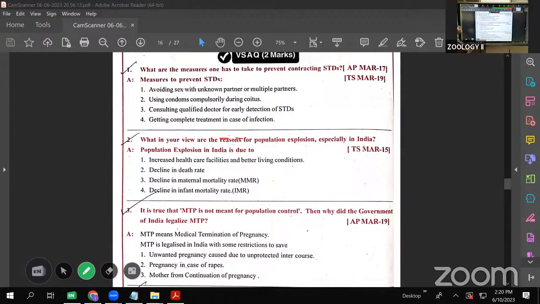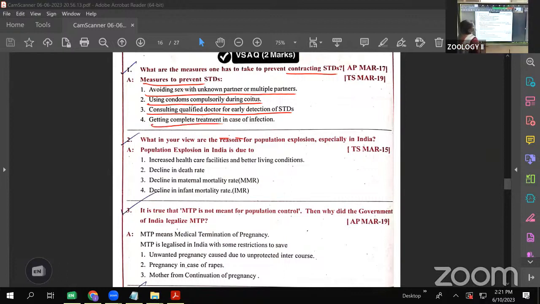what are the measures one has to take to prevent and control STDs, sexually transmitted diseases. The measures to prevent STDs are avoiding sex with unknown partners and multiple partners, compulsorily using condoms, consulting a qualified doctor, early detection of sexually transmitted diseases, and getting complete treatment in case of infection.